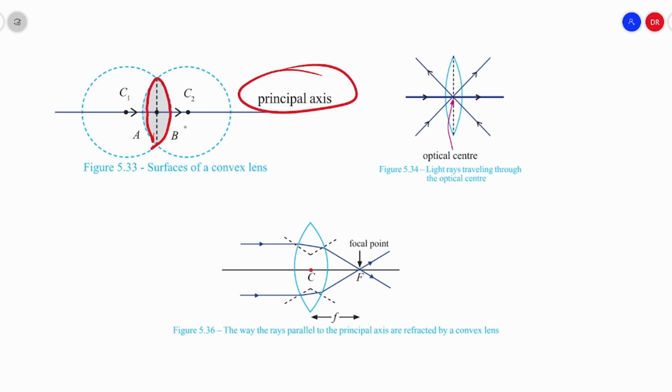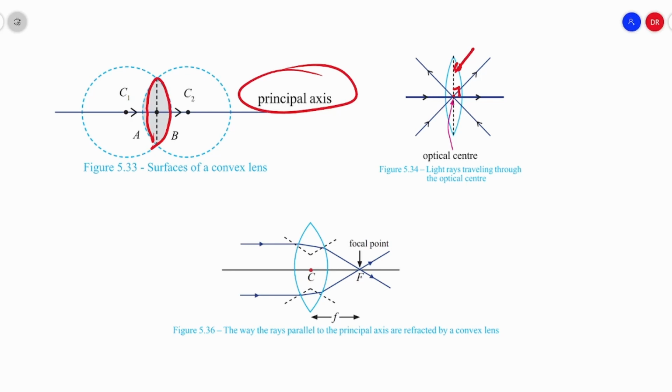It is the horizontal one. Then figure 5.34 shows you a light ray traveling through the optical center. The optical center is the point where the perpendicular line of the lens, this dotted line, crosses the principal axis. This is the perpendicular point, and this middle point is known as the optical center. In upcoming parts we will discuss the rays coming parallel to the principal axis, going through the optical center, and going through the focal point.